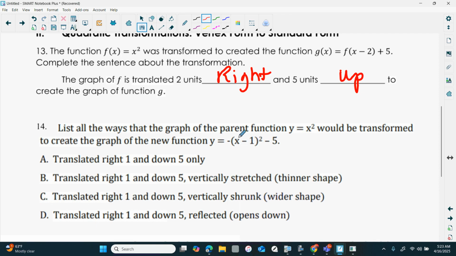A couple of things. I can also use the calculator, but I see the negative sign, so that means it's going to reflect, meaning it's going to open down. And then here's my h, because this is x minus h, parentheses squared, plus k. My h tells me how much it's shifting left and right. And remember, we do the opposite. I know that's a negative one, and normally on the number line we think of negative numbers, but we're going to do the opposite. So this means it's translating to the right one, and then down 5. Opens down, reflected. So this was D.